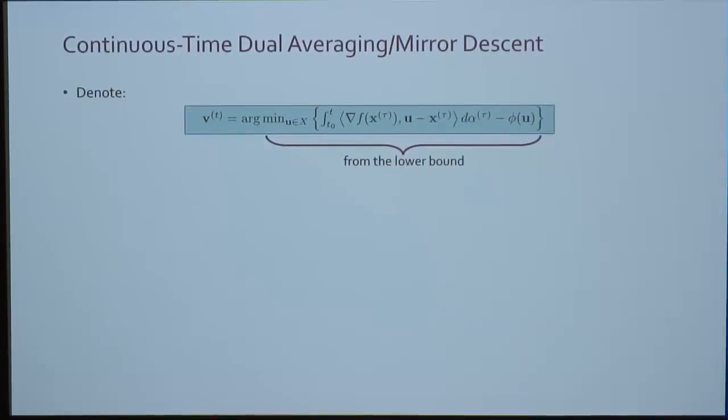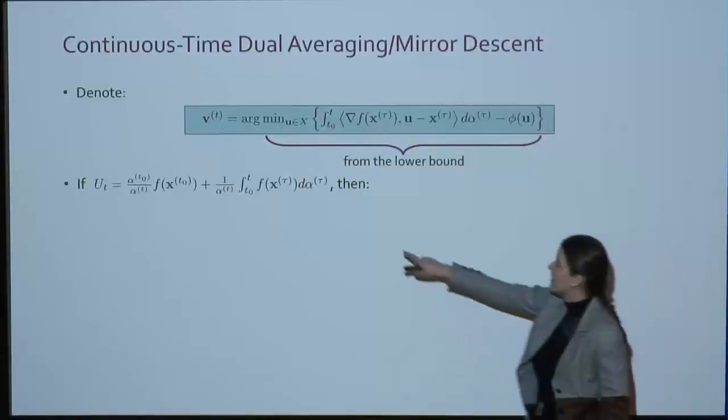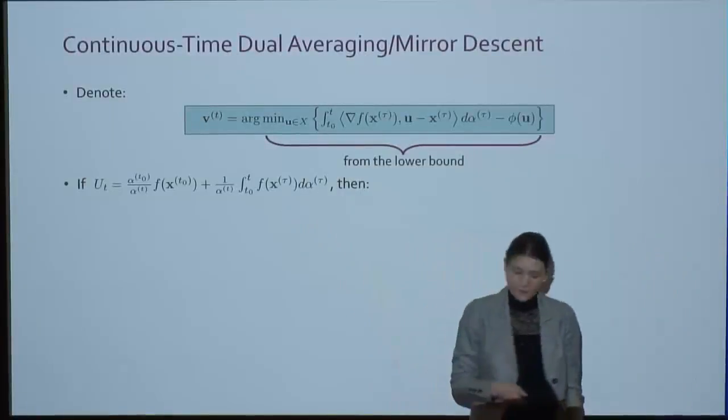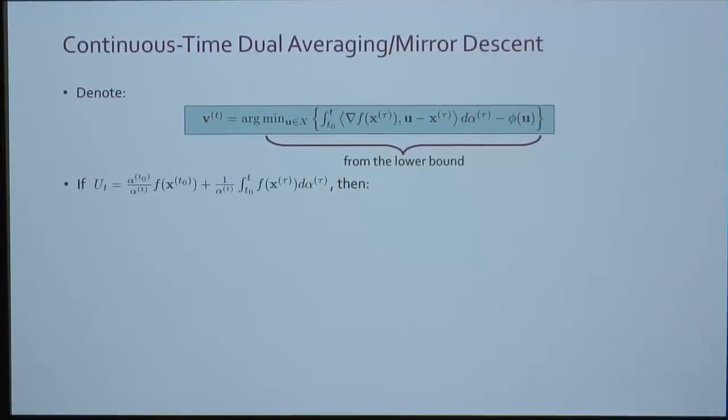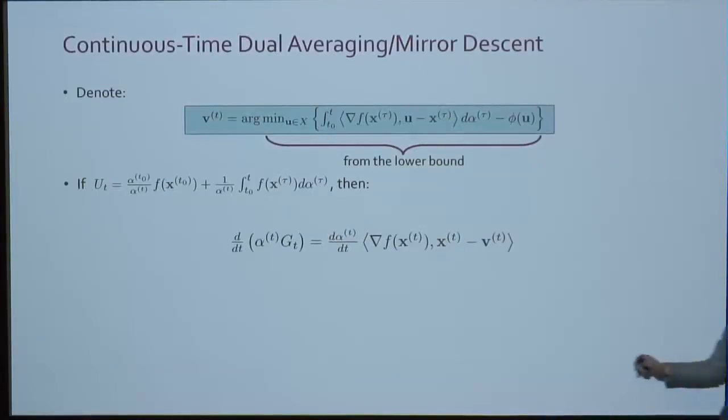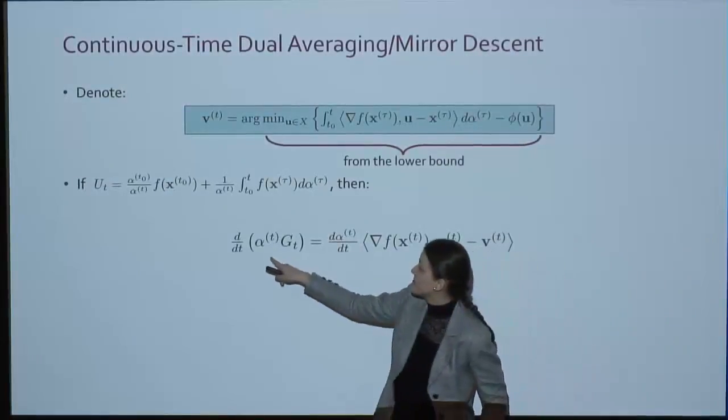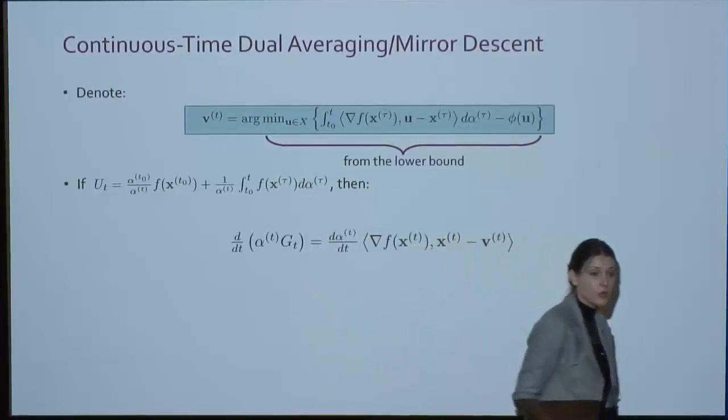So now let me take the upper bound to be the convex combination of the function values, exactly defined by this measure alpha. So what happens if you take the time derivative of alpha t gt? Remember, my invariance is that I'm conserving this. So what I want is that the time derivative is 0.